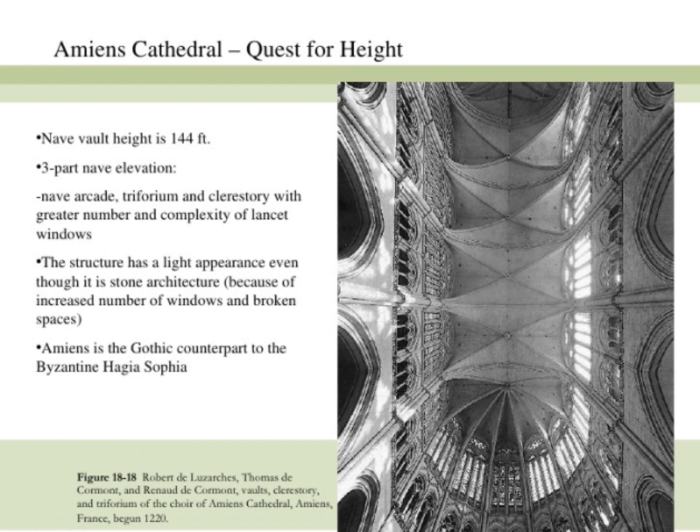Here is a shot of the ceiling. Remember, the nave is 144 feet tall with a 3-part elevation. You can see how tall the clerestory is that goes into the ceiling in those lancets. You can see the triforium as well as the additional worship levels. Amiens Cathedral is the Gothic counterpart to Hagia Sophia. No expense was spared. All stops were pulled out to make an incredibly beautiful cathedral.